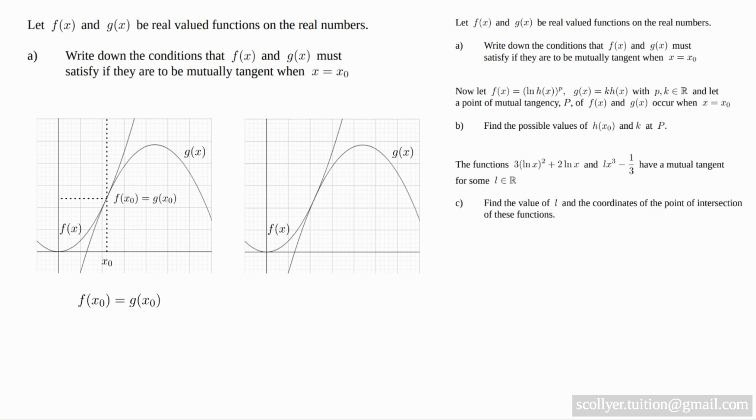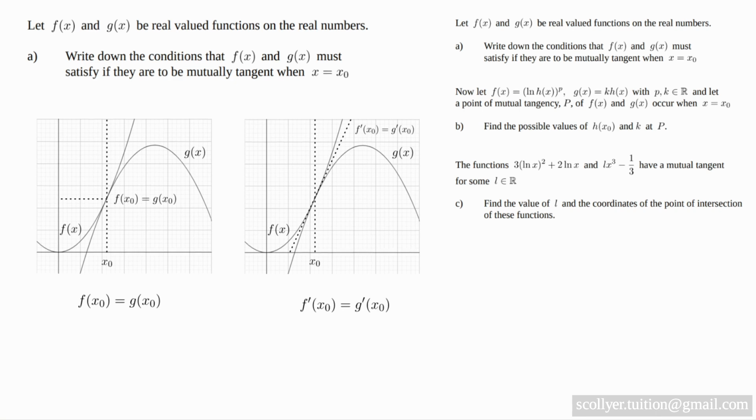In addition, we must have that at x_0, the gradient of f(x) and g(x) are equal, i.e. we must have that f'(x_0) equals g'(x_0). And so the second condition is that f'(x_0) equals g'(x_0). And so we have that f(x) and g(x) are mutually tangent at x equals x_0 is equivalent to the two statements f(x_0) equals g(x_0) and f'(x_0) equals g'(x_0).